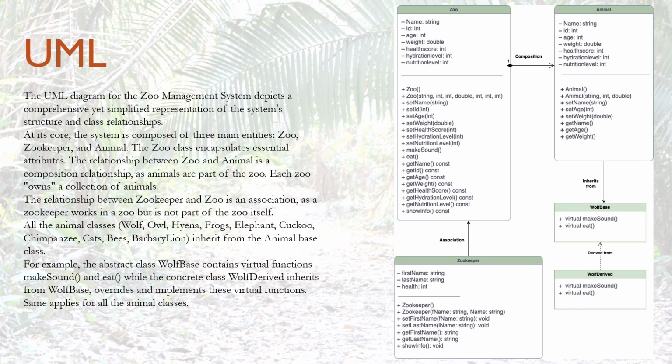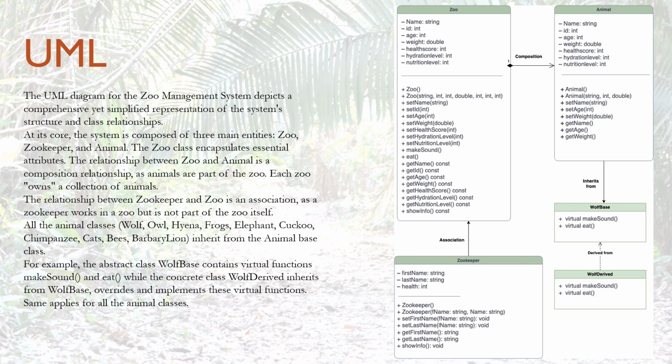Unified Modeling Language is a tool used in the field of software engineering to create visual representation of a software system, such as its structure, behavior, and interactions. Our UML diagram for the zoo management system depicts a representation of the system's structure and class relationships. At its core, the system is composed of three main entities: zoo, zookeeper, and animal. The relationship between zoo and animal is a composition relationship, as animals are part of the zoo. Each zoo owns a collection of animals. When the zoo is destroyed, the animals it contains are also destroyed.